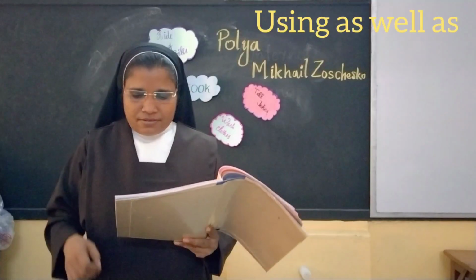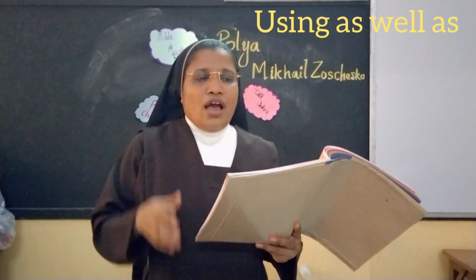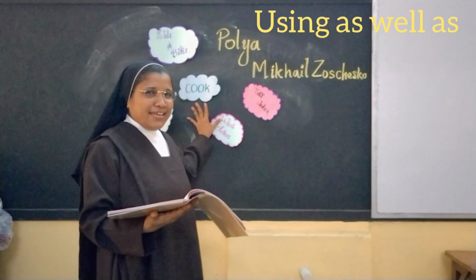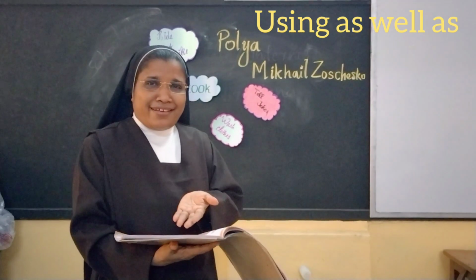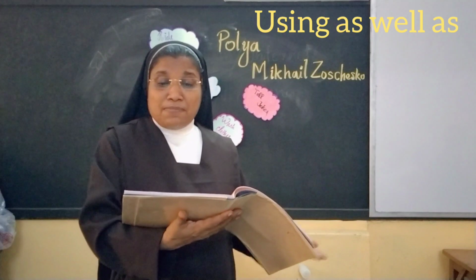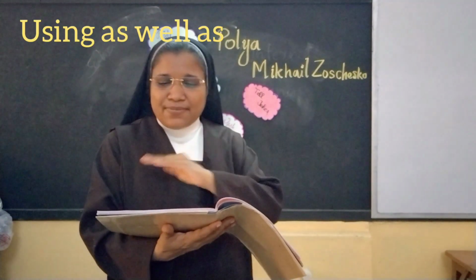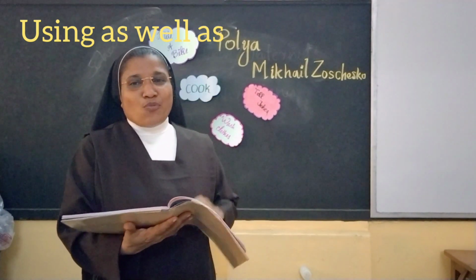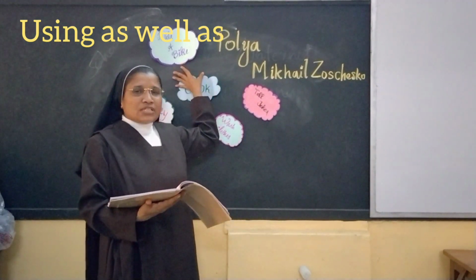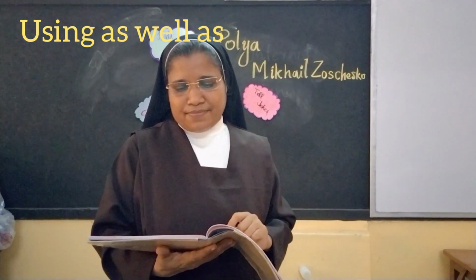The next is, there is an activity on page 103. Look at the words given in the bubbles. I have given you certain bubbles here, but in the textbook there are many. Using these words, make as many sentences as possible about what you and your friends can do. Use as well as in your sentences. So what we have to do is, you have to make sentences out of the words that are given in the bubbles, and you have to use the words as well as.